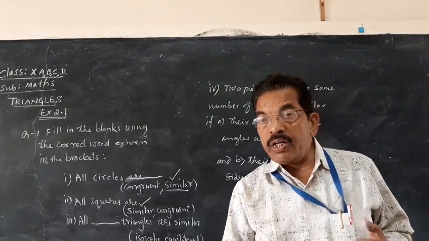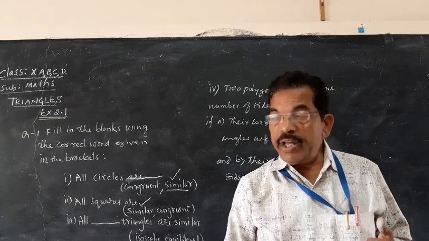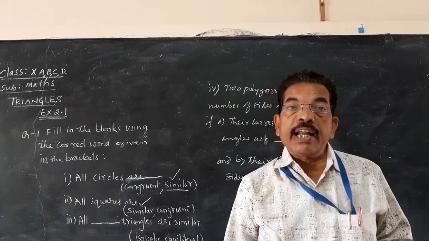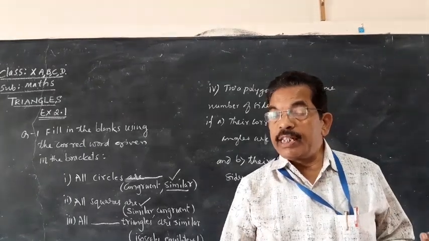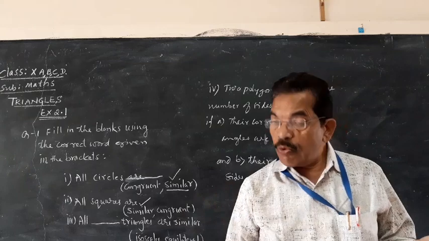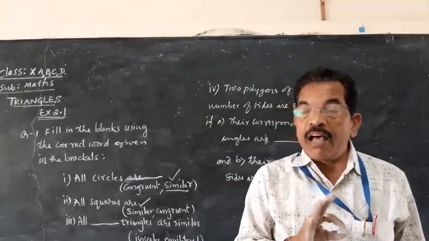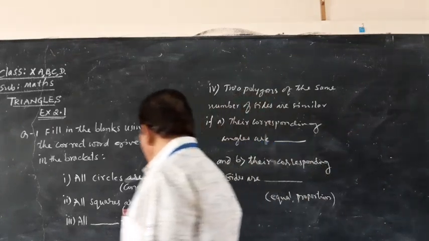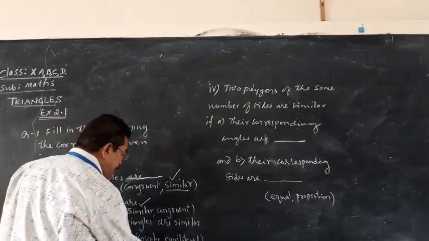Then what about the third angle? The angle may have variation, but in an equilateral triangle, all the angles are equal, that is 60, 60, 60. So we may also call it an equiangular triangle. That means the equilateral triangles are similar. All triangles which are equilateral are similar.